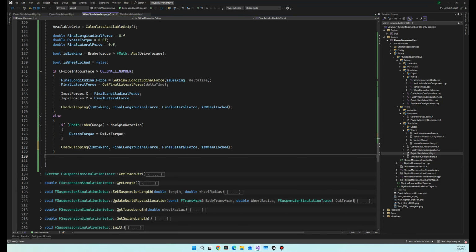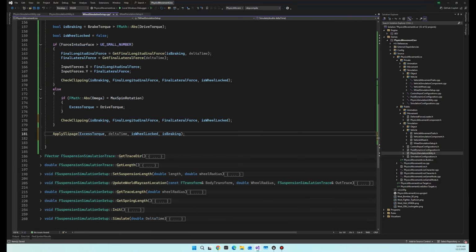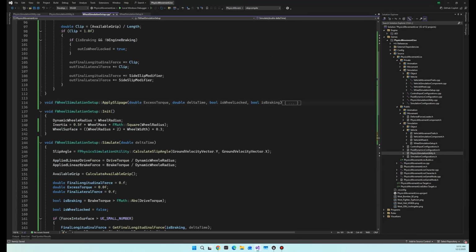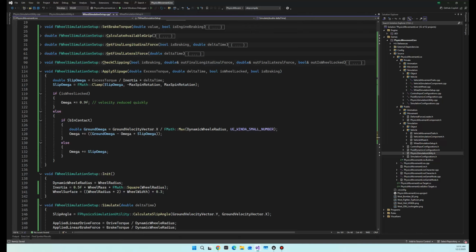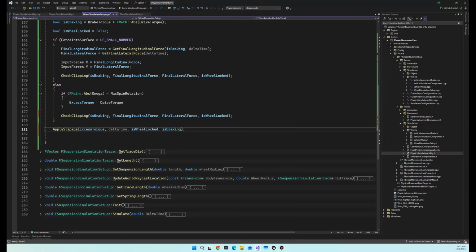All right, so now that we've gotten our forces, now we need to see if those forces are going to be exceeding tolerance or not. So this is our apply slippage. Again, we're applying the slippage, and we're going to say excess torque, delta time. So we have the excess torque, any delta time, is wheel locked and is braking. And there's our slippage right now. Okay, so that takes care of all of that.